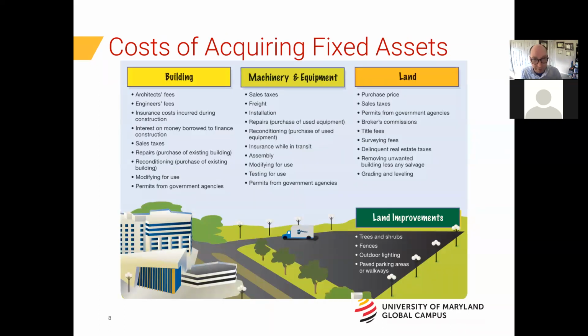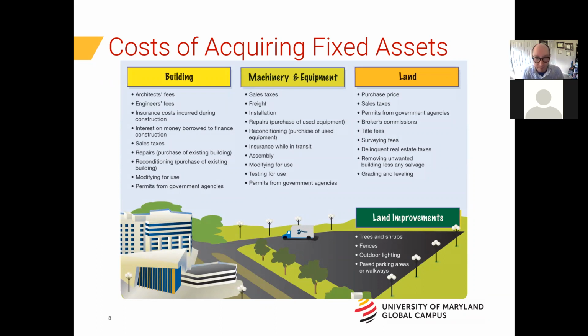Here are a few examples of related costs associated with long-term assets. Looking at a building, a building asset includes costs such as architectural fees, engineering fees, insurance fees, interest fees for cost of borrowing, sales tax, repairs, reconditioning fees, modifying for use, permitting fees, and so forth. Anything related to the cost of building a building.